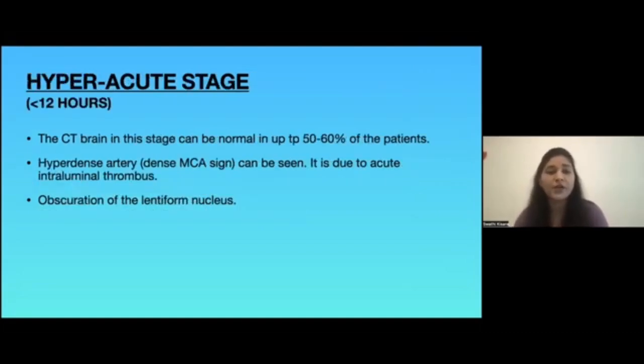So coming to the hyperacute stage, which is less than 12 hours after the onset of stroke symptoms, the CT brain in this stage can be normal in up to 50 to 60% of patients. And some of the CT abnormalities that can be detected are the hyperdense artery sign, which is the dense MCA sign. It is due to acute intraluminal thrombus. And the other subtle signs include obscuration of the lentiform nucleus.